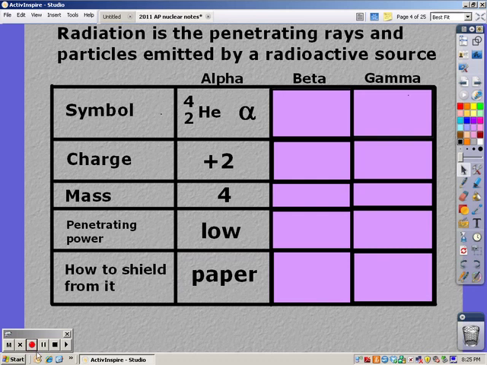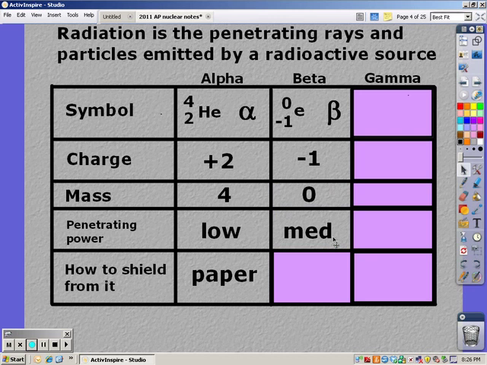A beta particle is a fast-moving electron. The symbols for beta are 0, -1 e, and the beta symbol. Since it's a fast-moving electron, it has a charge of -1, and it has no mass. Penetrating power is medium, and you can stop it with your skin or with foil.